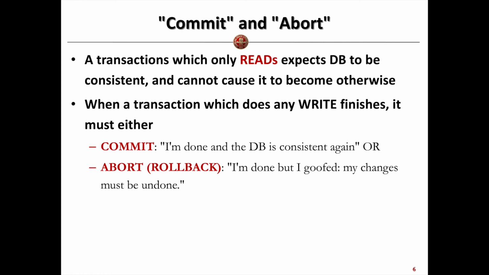However, if we hit some problems during the running time or the execution time of the transaction, then we have to abort this transaction. This abort is also called rollback in some textbooks. It means I'm done, however, I made some mistakes in the running time, and all the changes have to be undone instead. So all the transactions involving writes have to either commit or abort. In this way, we can maintain the system in a consistent state during the running time.